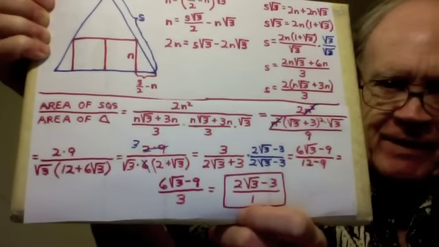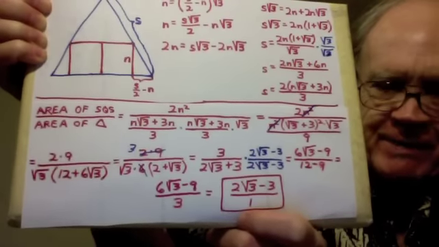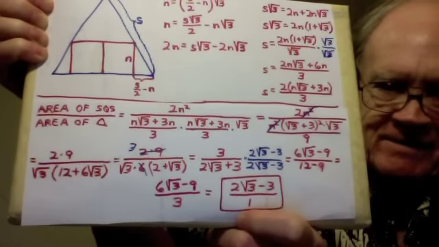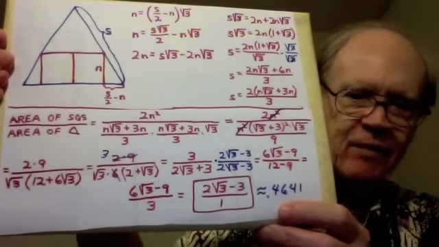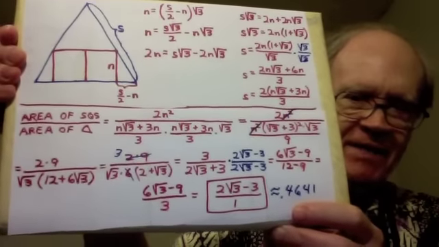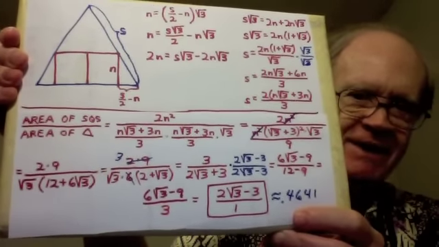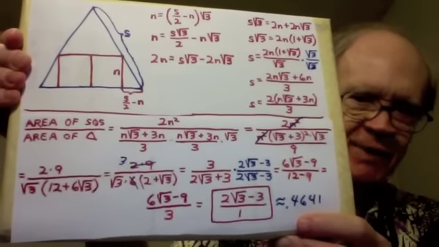The area of the squares over the area of the triangle, that ratio turns out to be (2 root 3 minus 3) over 1. My calculator gives me a decimal approximation, 0.4641, which is a little less than 50%. That means that those two squares occupy a little less than half the area of that triangle, which seems very reasonable. So that's my solution to my triangle and squares math challenge.